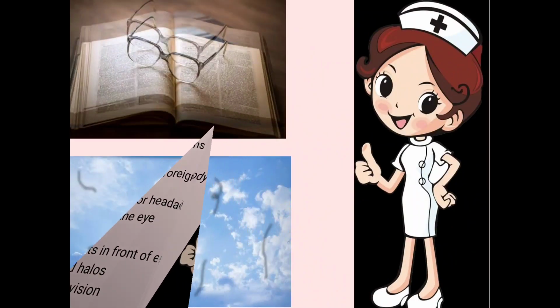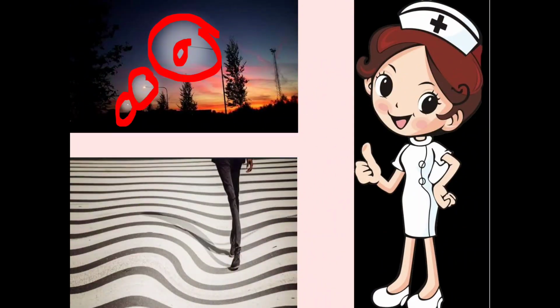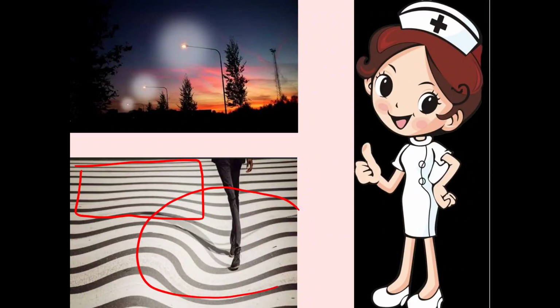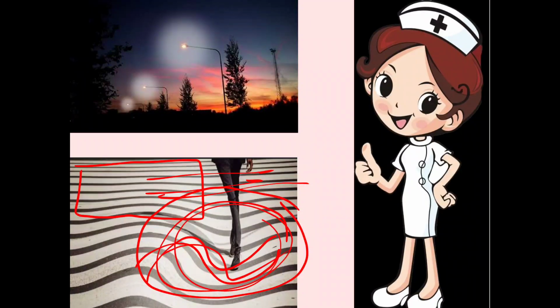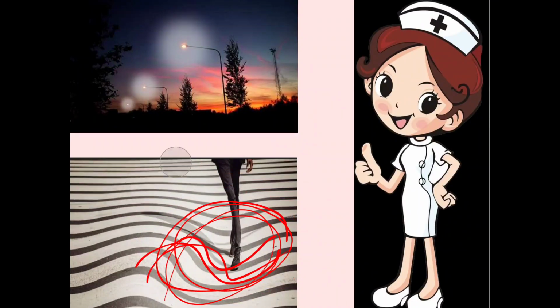Distorted vision. If you notice this last image, up to here it is simple, but when the patient looks at this part, the straight lines get curved. This is distorted vision, where the vision is distorted from this side. At a particular part the image seems different, that is the distorted image.